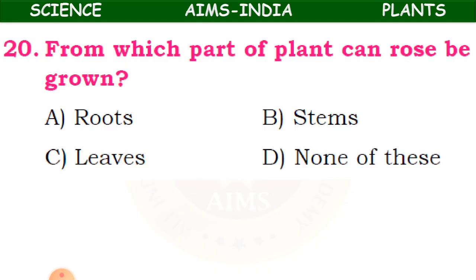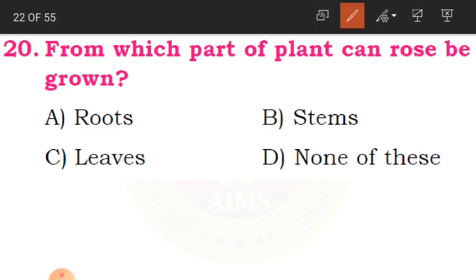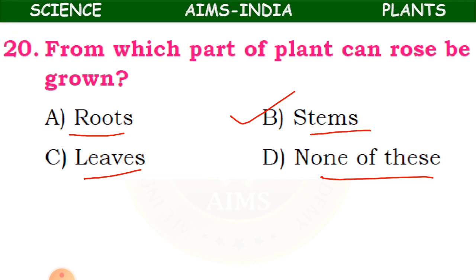Now 20th question. From which part of plant can rose be grown? Just now we learnt that rose plant can be reproduced from what? Whether from roots, stems, leaves or none of these. From which part, children? Stems. Okay, stems. That is B option, the correct answer.